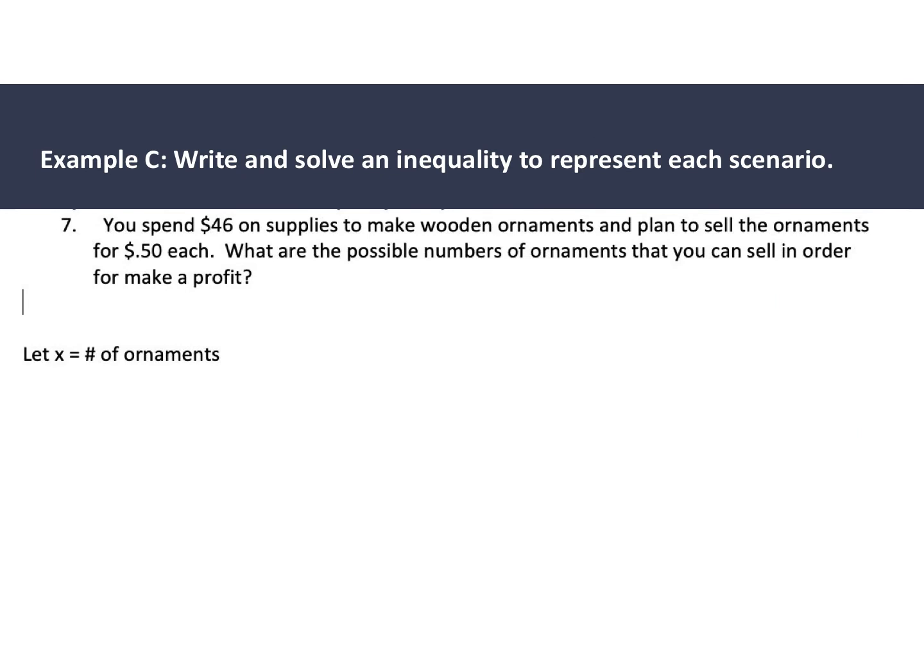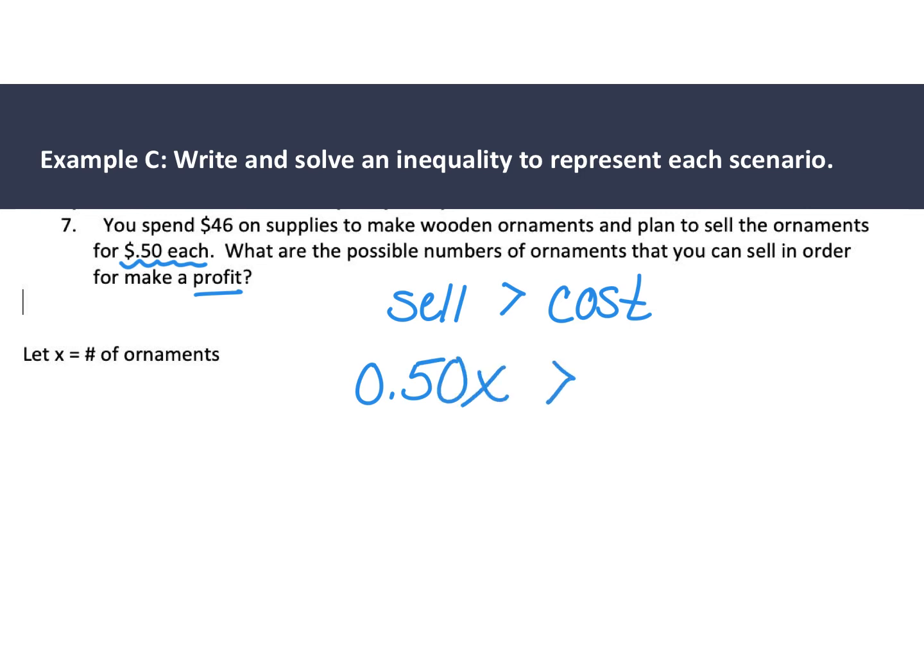Now let's put it all together and go through the complete process of writing and solving and expressing our answer in a way that makes sense. You spend $46 on supplies to make wooden ornaments and plan to sell the ornaments for 50 cents each. What are the possible number of ornaments that you can sell in order to make a profit? So again, profit, what you sell must be greater than your costs, or you would lose money. So what are we selling them for? 50 cents each. So 0.50x, where x is the number of ornaments, is greater than her cost, which would be $46. And we have no other information, so this is actually a fairly simple one.